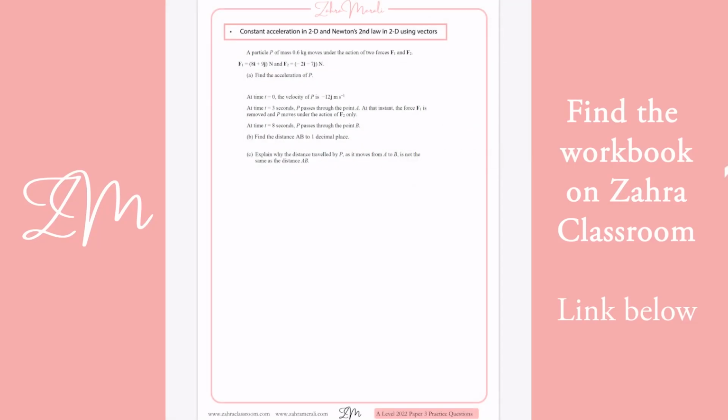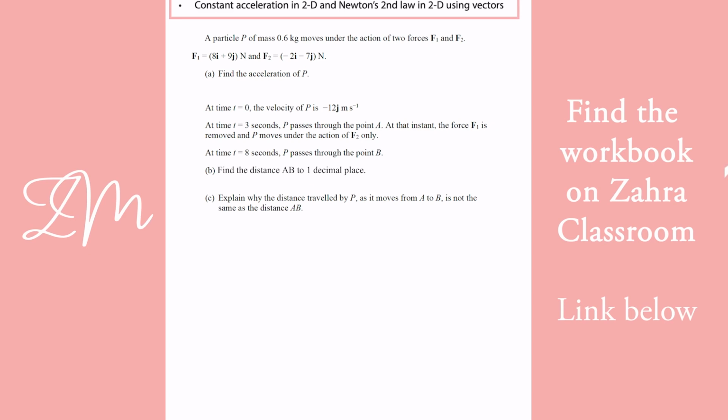Okay, we're going to look at this first question, which is constant acceleration in 2D and Newton's second law in 2D using vectors. Okay, so what is Newton's second law? It's the first one we're going to use here. So we're given some forces, we're given a mass, and we're trying to find the acceleration. So Newton's second law tells us that F equals ma.